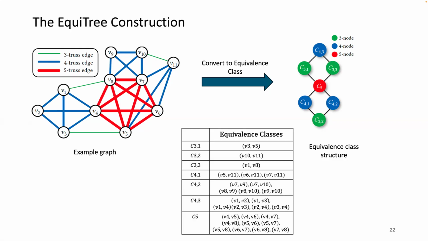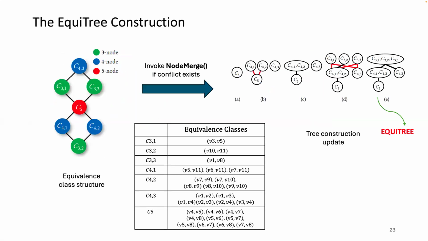I think this is where the previous solution stops. But the equity went further, right? The equity went further, and I'm going to show you how we derived that. So the equity went further from converting the equivalence class to something. It implements what we call trust precedence and node merge, right?